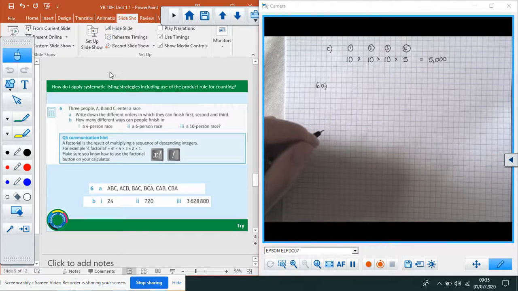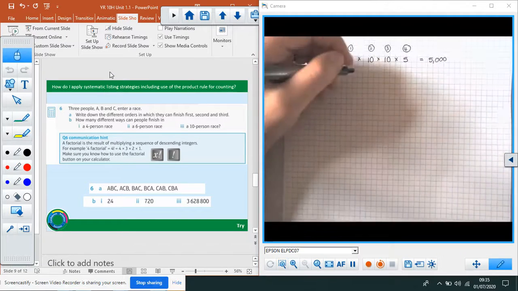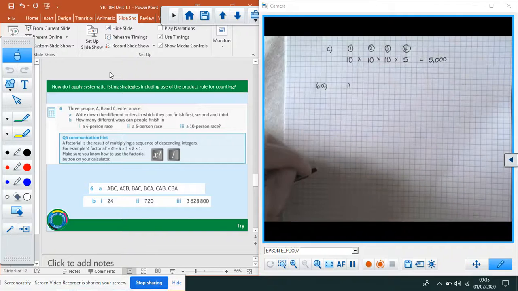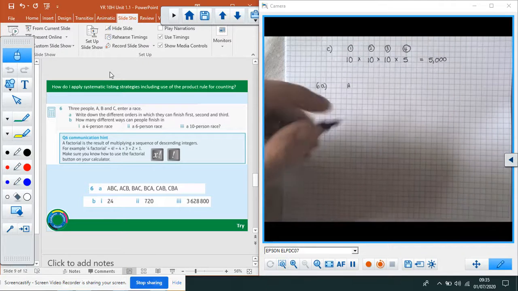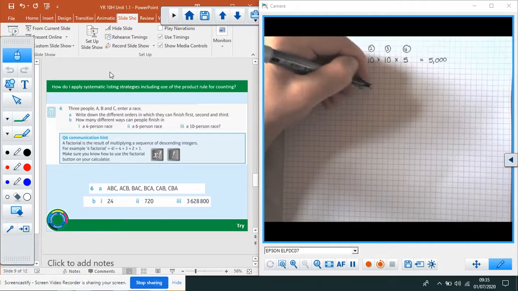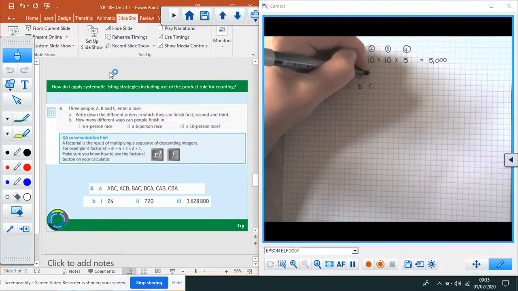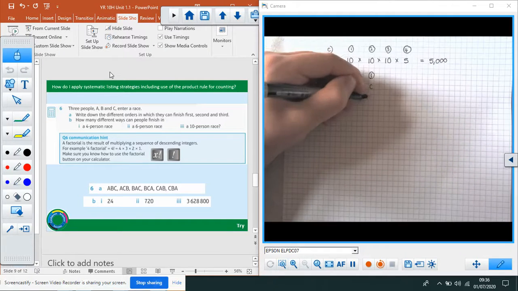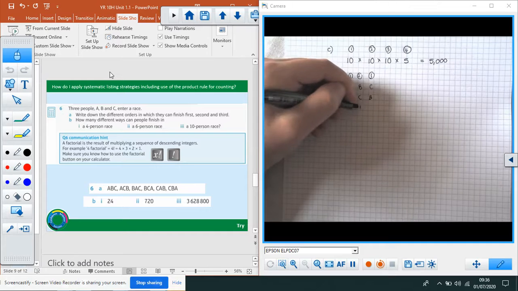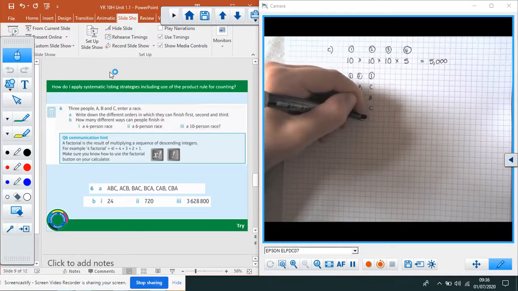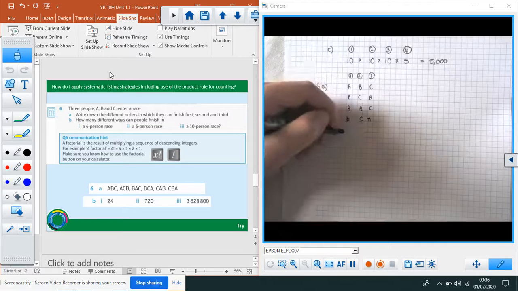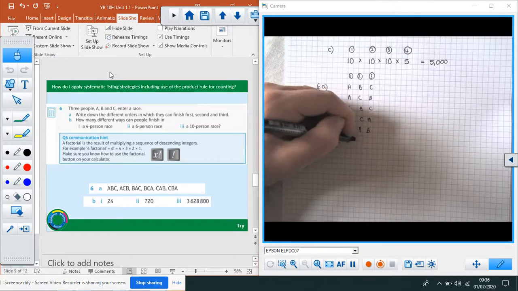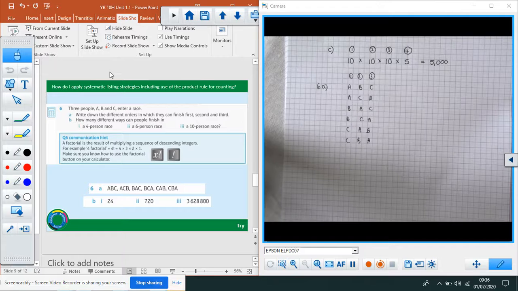3 people, A, B, and C, enter a race. Write down the different orders in which they can finish. Okay, first, second, and third. So the orders were going to be, you can have person A in first place, with B in second, C in third. I'm actually going to write first, second, and third there, even though that's not part of the combinations. Or you could have A, then C, then B. Or you could have B, then A, then C. Or you can have B, then C, then A. Or you could have C, A, B, or C, B, A. Okay, they're your options.